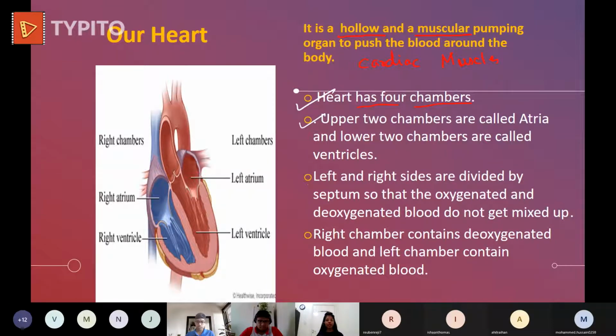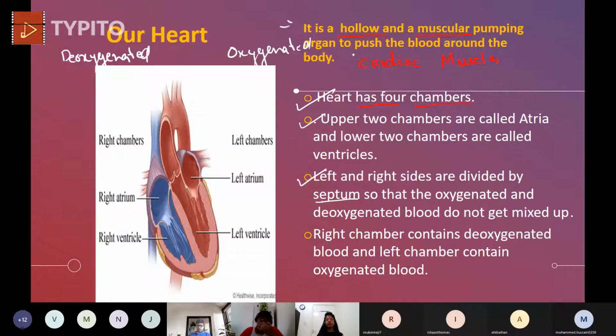Okay, the left and right side of the heart are divided by another muscular structure which is called the septum. The right side of the heart contains the deoxygenated blood. The right side has deoxygenated blood, and the left side has oxygenated blood.